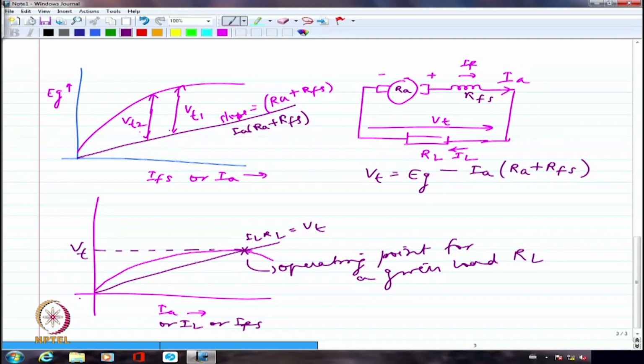If I have a different value of load resistance, maybe the load resistance is larger, let me call this RL1. If I have a different value of load resistance, maybe somewhat like this, where RL2 is the load resistance which is greater than RL1, in that case the voltage happens to be much smaller. So as I increase the load resistance further and further, or as I draw smaller and smaller current, I'm going to have less and less voltage as the operating voltage for my series generator.